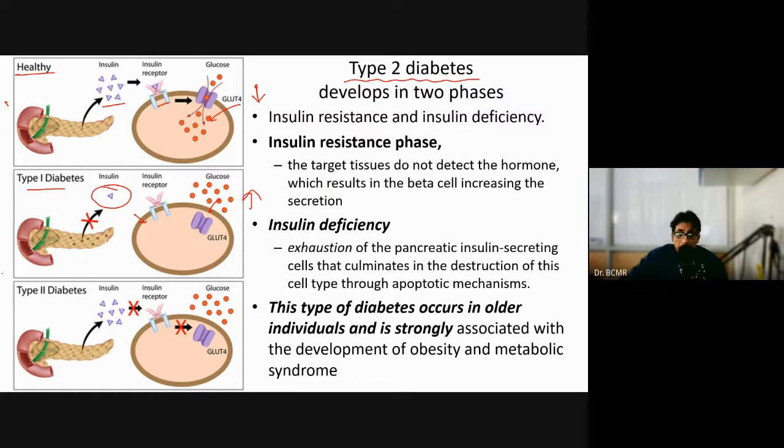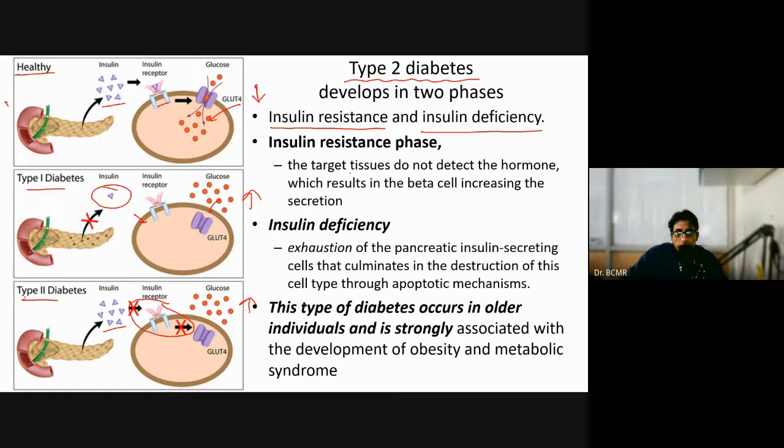In type 2 diabetes, insulin is present, but the insulin fails to stimulate the cell, or the cell becomes resistant to insulin. So the glucose is not taken up. As a result, the glucose remains high in the blood, and that is hyperglycemia. In type 2 diabetes itself, we can also have two phases. The first is the insulin resistance, and then the insulin deficiency.